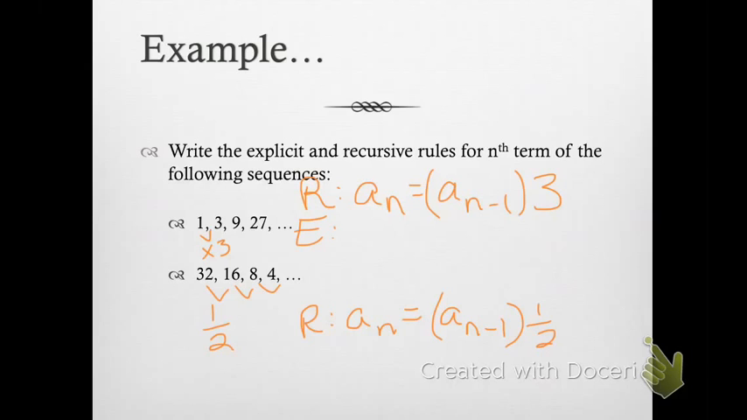For the explicit form, we need to name the first term, and we're going to multiply it by the ratio raised to the n minus 1. So we're going to name the first value, multiply it by the ratio raised to the n minus 1.